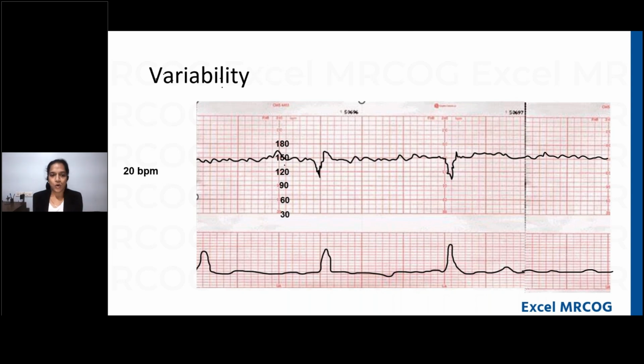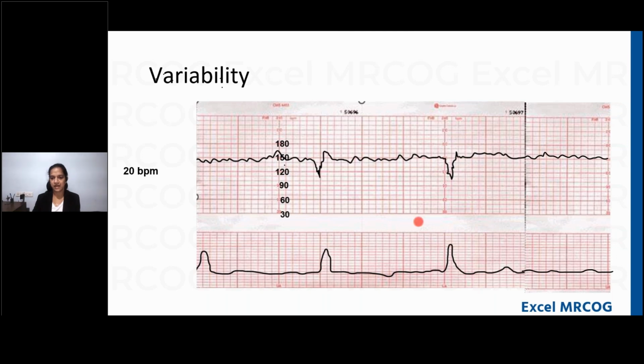Variability. Now, what is variability? The variability that we consider is not beat-to-beat variability. That's a typical confusion about CTG interpretation. It is the long-term variability. Beat-to-beat variability refers to the small oscillations that happen in the baseline. These long-term oscillations are what we check.